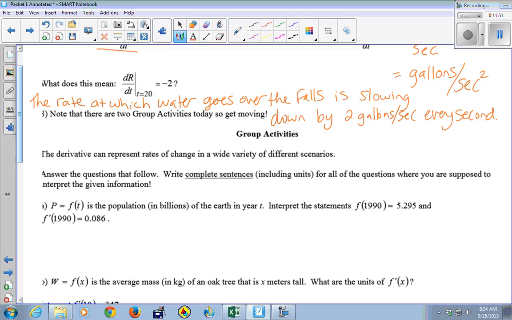Okay, so derivative can represent rate of change in many, many contexts. I'm going to have you explore some in your group activities.